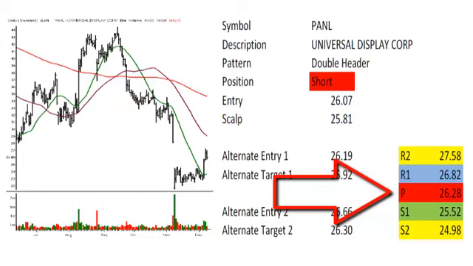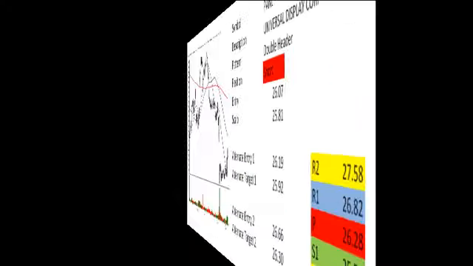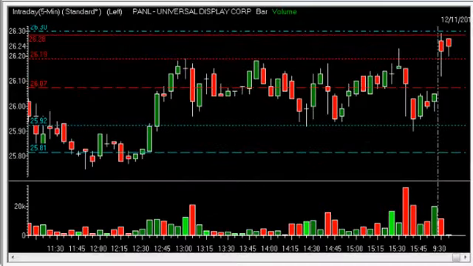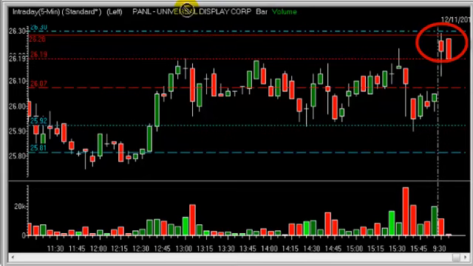it just above that Alt 1 entry. So I'm going to be particularly interested in that level if the stock should trade there. I like to give the market a few minutes to settle in, so I usually don't take these trades in the first 5 minutes of trading. We see that PANL opened, gapped up to the central pivot that I spoke about a moment ago, and is now at that Alt 1 entry.